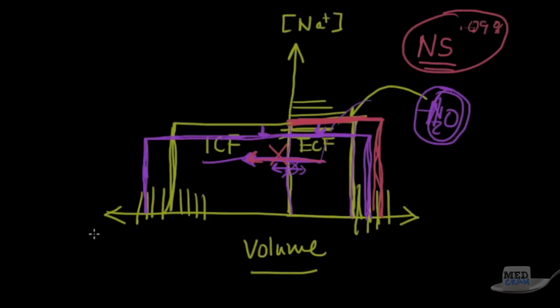Okay, so with these basics, we're going to move on and talk about the different types of hyponatremia: the hypotonic hyponatremia, the hypertonic hyponatremia, and the isotonic hyponatremia. So isotonic, hypertonic, and hypotonic. We'll talk about those in the next lecture.